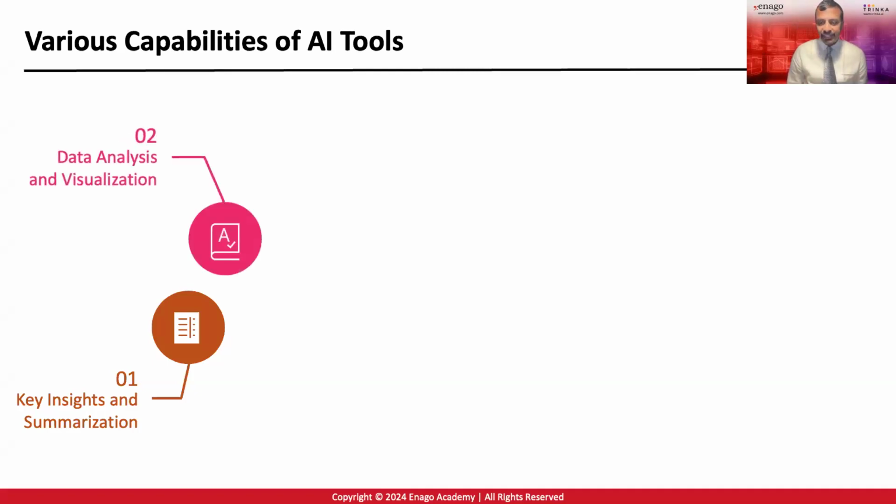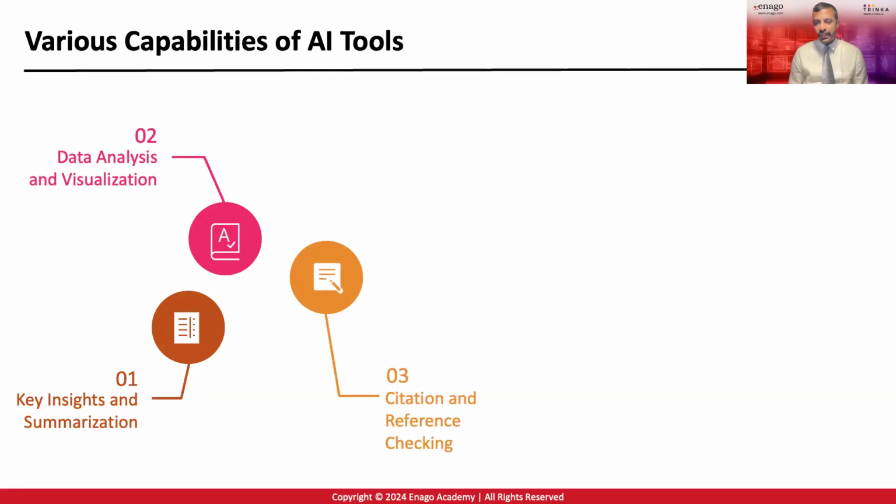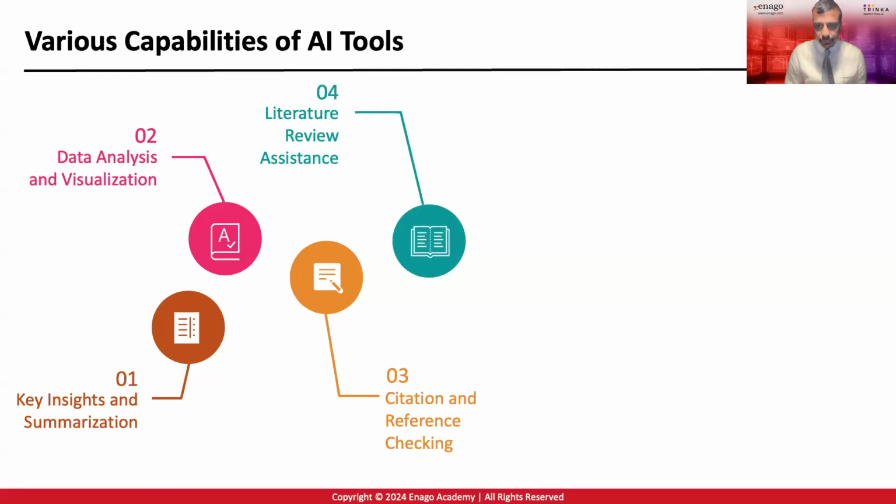AI tools are very good for data analysis and visualization as well. And advanced algorithms are there for data analysis. And you can discover patterns that a human mind could not discover using such AI tools. Citation and reference checking is another very useful aspect of AI-related tools. This goes hand in hand with literature review assistance. So for reading and discovering knowledge and finding what to cite, AI tools are very useful for you.